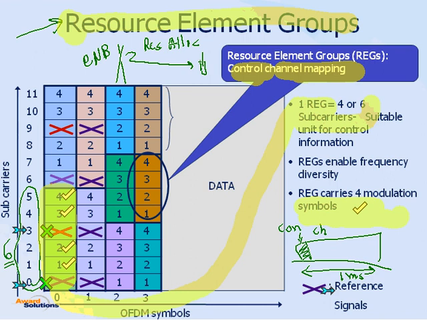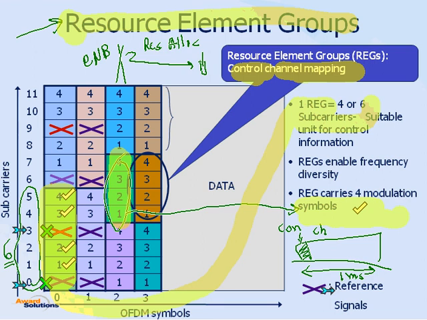So let's take another example. Let's look at this. Okay. So we have basically now this resource element group that has 4 consecutive subcarriers, 1, 2, 3, and 4. So we will create one resource element group using that set of subcarriers, and 4 subcarriers will help you carry 4 modulation symbols during the OFDM symbol time of about 71 microseconds when you are using short cyclic prefix.